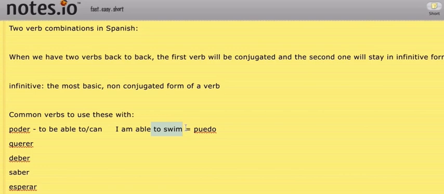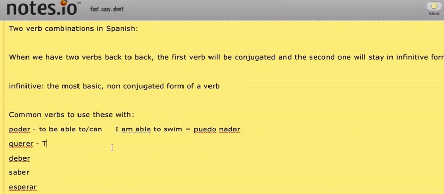It's not implying anyone doing the swimming, carried within the verb to swim. We're just talking about the action itself. And because of that, it's going to stay in infinitive form. So you can see in English it stays in infinitive form in the sense that it's still just the action itself, not with anyone doing it. And so in Spanish it's going to be the same. To say to swim in Spanish, we say nadar. Puedo nadar. I can swim. Or I am able to swim. Take a look at another one.